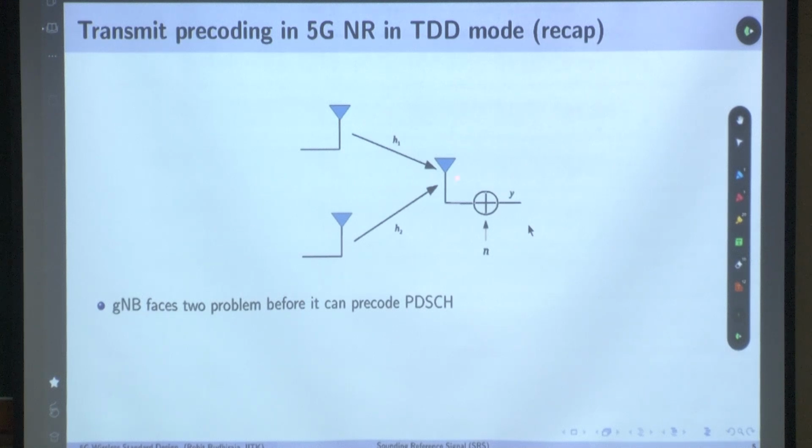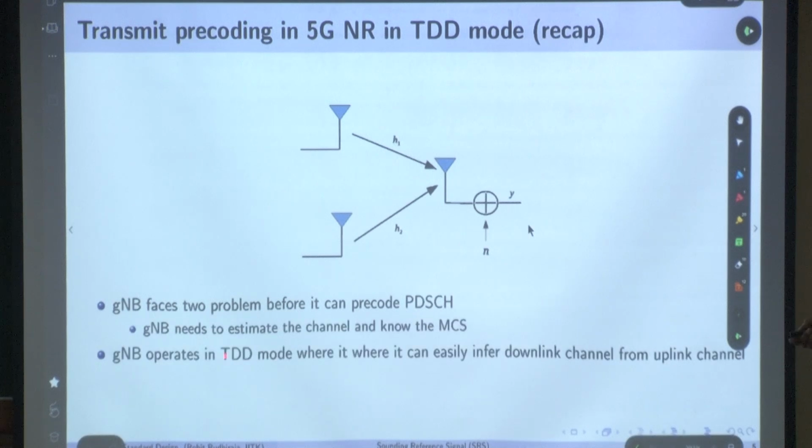These are the two problems which the gNB faces before it can precode the PDSCH. The gNB needs to estimate the channel and know the MCS. We have seen this, so no point in spending too much time here. What we are saying is the gNB operates in TDD mode, where it can easily infer the downlink channel from the uplink channel. This is an assumption, and we have discussed this in detail.